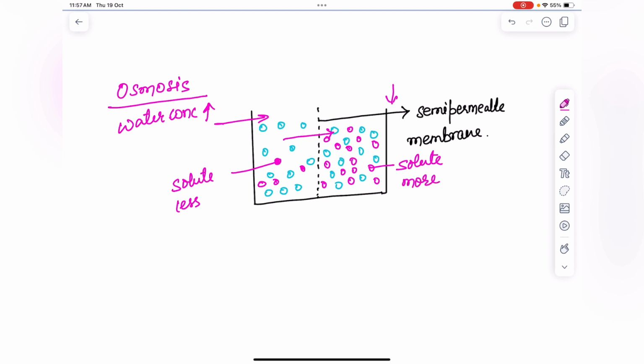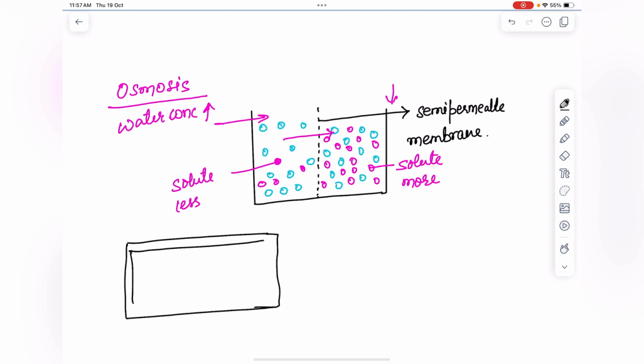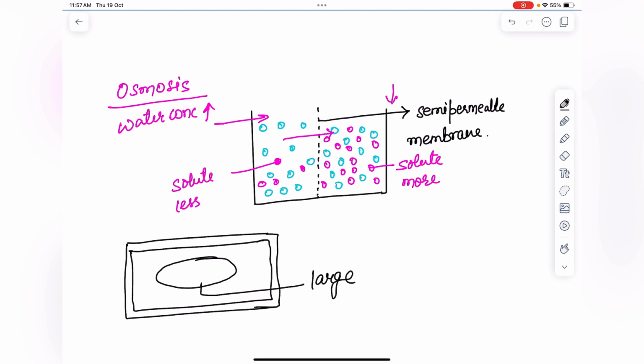In a plant cell, usually a large central vacuole is present. This is a plant cell, and a large vacuole is present. The vacuole contains vacuolar sap, meaning some solutes and water, which contributes to the solute potential of the cell.